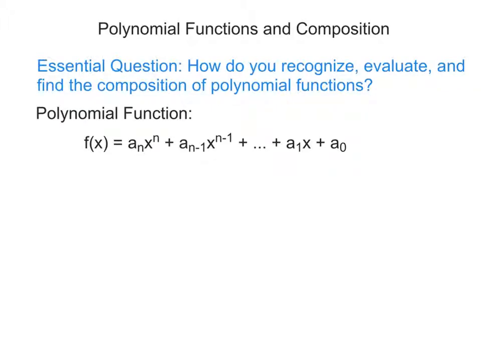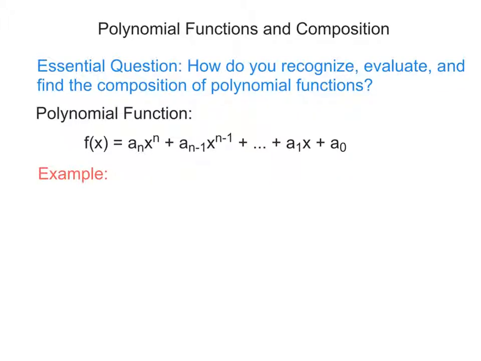So the general form of a polynomial function would look something like this. This would be f of x is equal to a sub n, x to the n, plus a sub n minus 1, x to the n minus 1, all the way down to a sub 1, x, plus a sub 0. This would be a polynomial function of degree n, where all the a's are real numbers, and where n is a whole number.